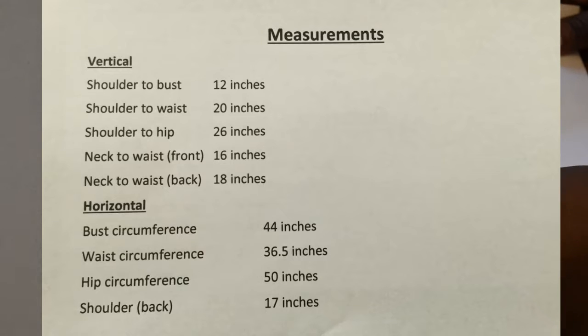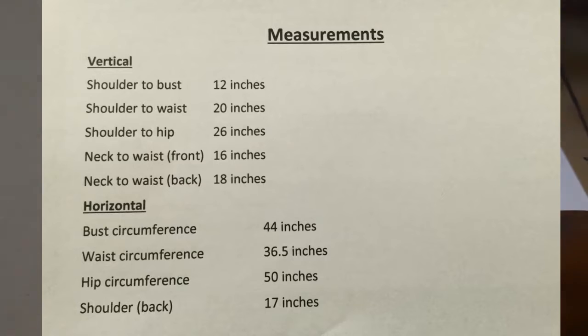The neck to waist at the front is 16 inches and the neck to waist at the back is 18 inches. This is at the midpoint, okay? At the midpoint of the neck to waist, the front is 16 inches and the midpoint of the neck to the waist at the back, 18 inches. Please take note of that, okay?